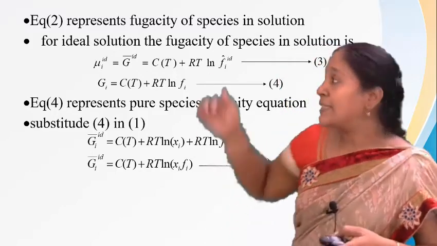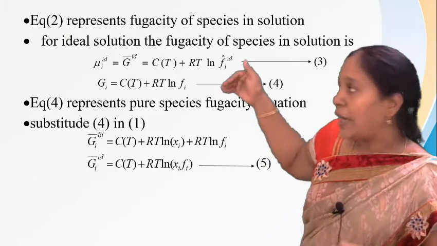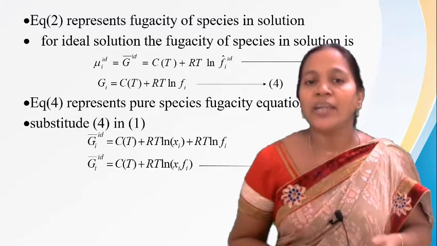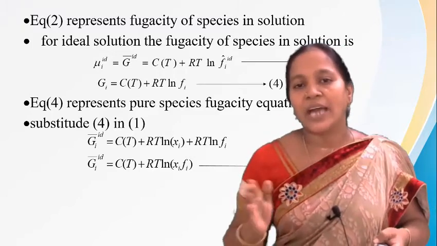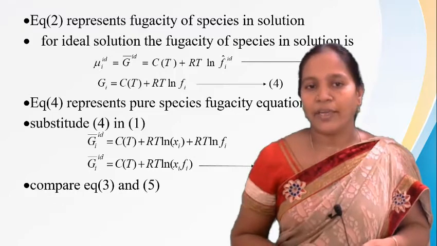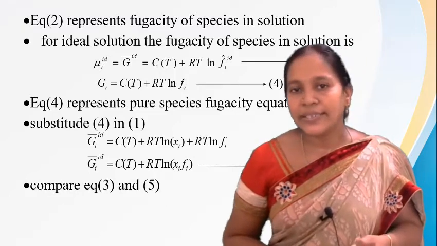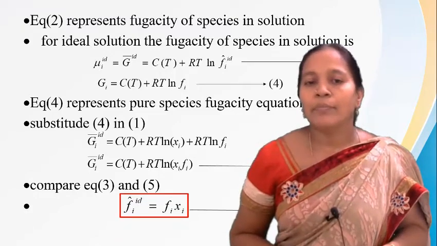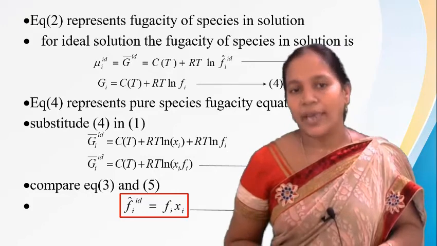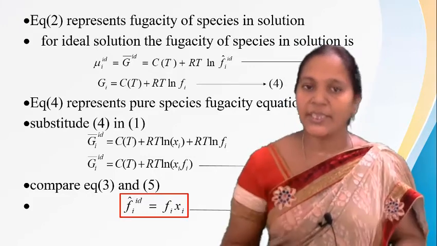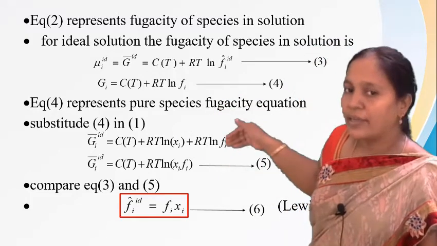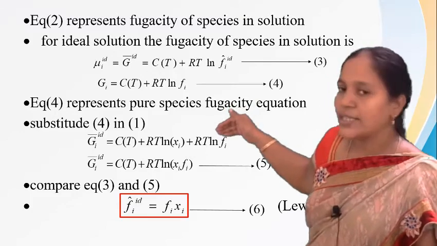Here ln A plus ln B is equal to ln AB. That is, G bar i ID is equal to C of T plus RT ln (Xi Fi). Compare equations 3 and 5. We will get Fi cap ID is equal to Xi Fi. This equation 6 is called the Lewis-Randall equation.